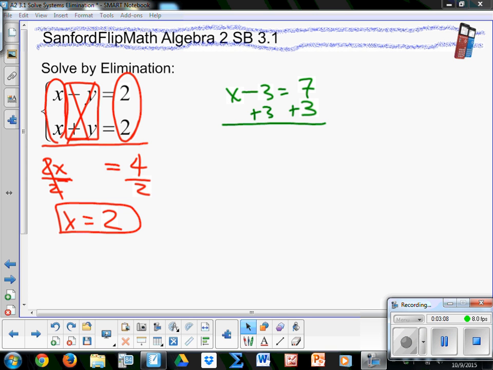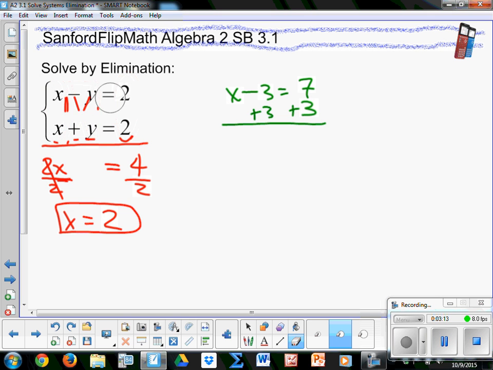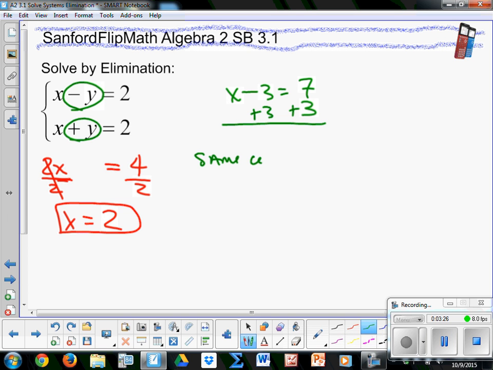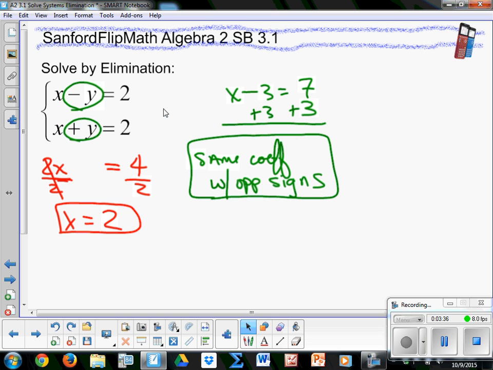It's probably worth noting that this system was tailor-made to be perfect for using the elimination method. So this was obviously done on purpose. The thing to notice here is that the y and the negative y have the same coefficient, but with opposite signs. That's the big deal. So things need to be lined up, and you need to have the same coefficient for one of the variables, but with opposite signs. Like negative y plus y adds up to 0. You want one of the variables to add up to 0.